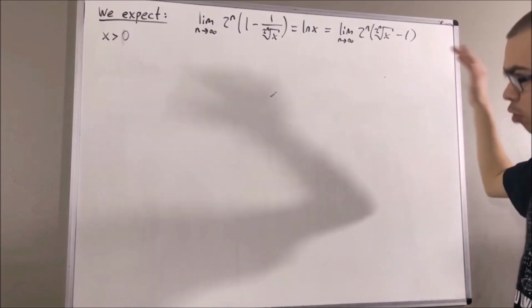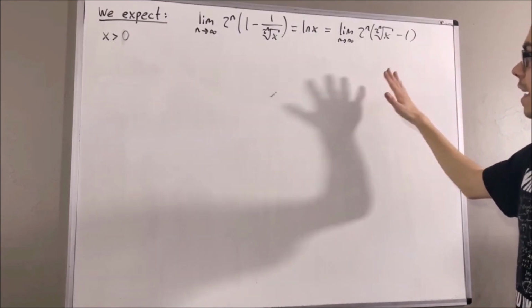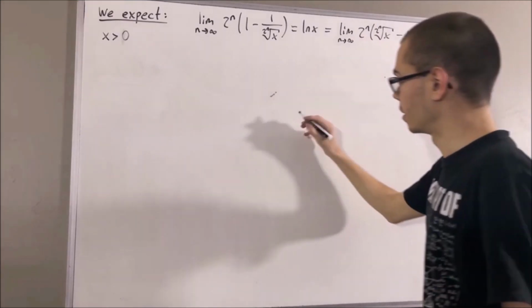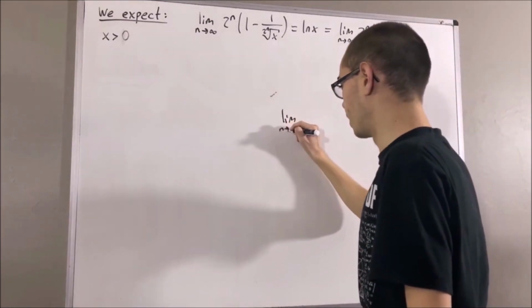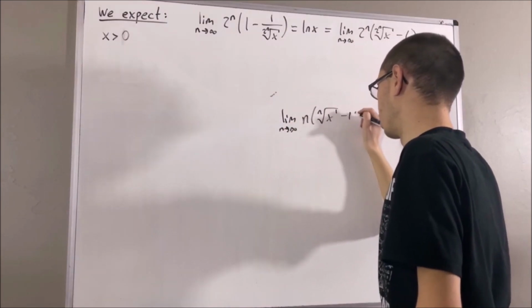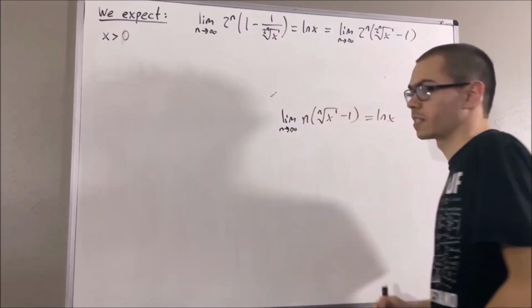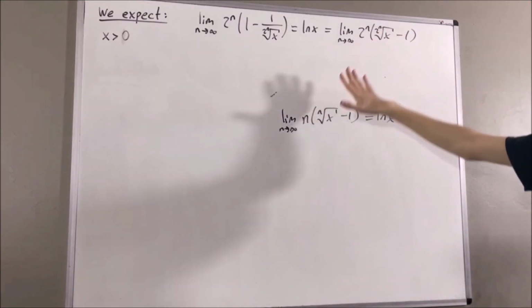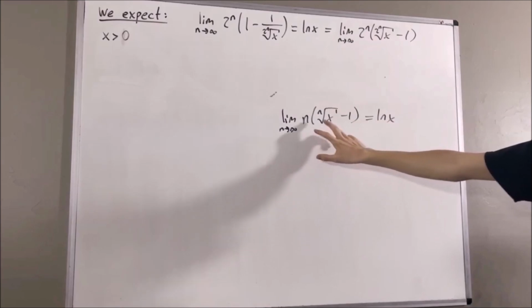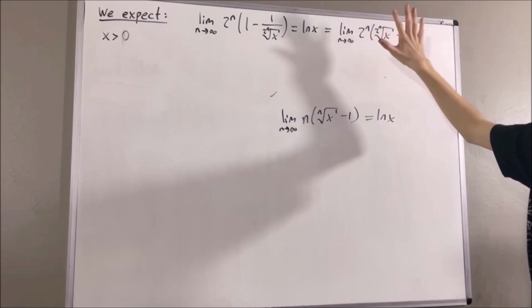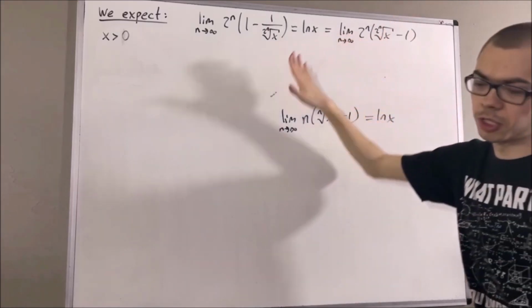In fact, in a previous video, we proved that a similar sequence to this one converges to the natural log of x. In particular, we proved that the sequence n times nth root of x minus 1 converges to the natural log of x. But this is just a subsequence of this, right? Because the n's are replaced with 2 to the power of n. So yeah, this guy must converge to the natural log of x.